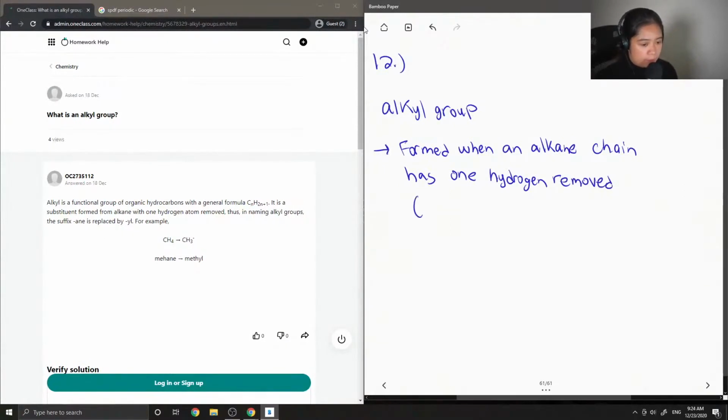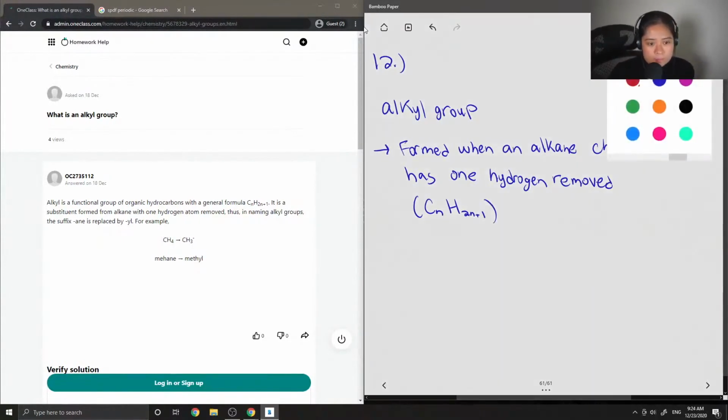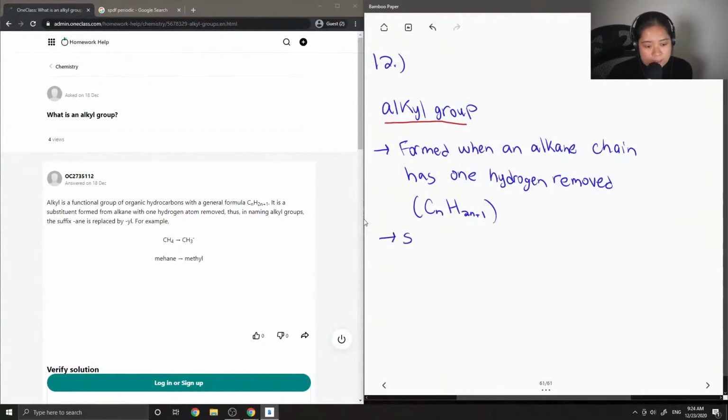So the general formula for an alkyl group is CnH2n+1. So you can find alkyl groups as substituents.